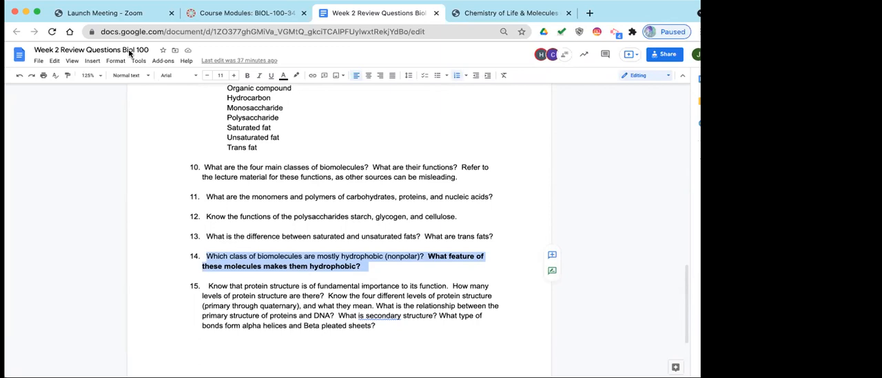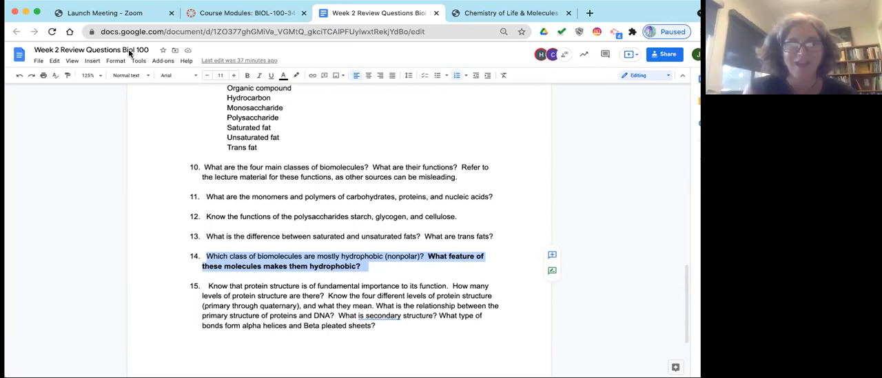Lipids. It's the lipids, right? The lipids are fats and oils, and they are not soluble in water. So even though water is a fantastic solvent and a lot of things can dissolve in water, lipids do not. So why don't they? What feature of lipids makes them hydrophobic or mostly hydrophobic? Did anybody get an answer for that one?